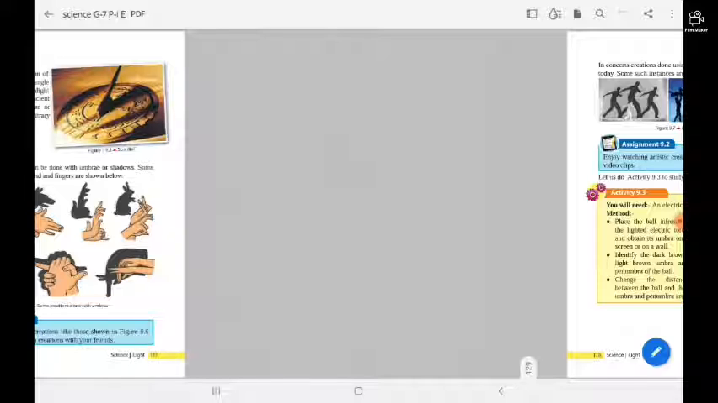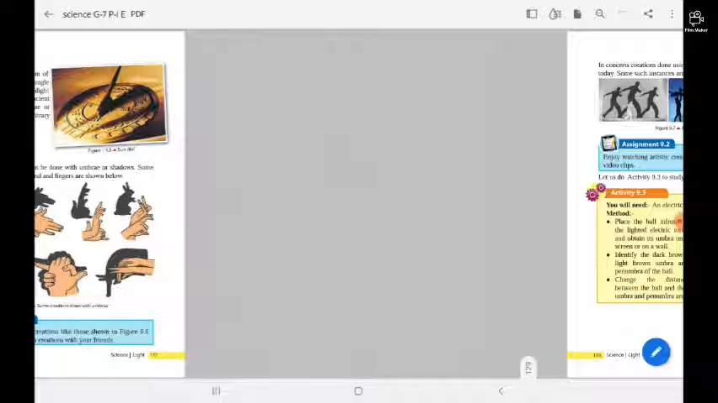So the rays of the sun fall on the thing in here, and its shadow gets formed like our clock. Various artistic creations can be done with umbra or shadows. Some such creations done with hand and fingers are shown below. So there are so many animals, I think you can see.